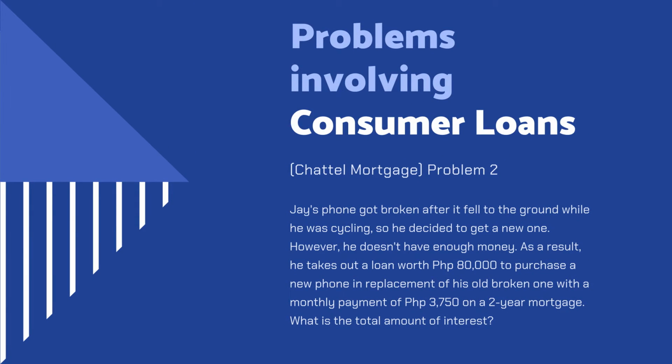4,275 pesos. For problem number 2 involving consumer loans, Jay's phone got broken after it fell to the ground while he was cycling, so he decided to get a new one. However, he doesn't have enough money. As a result, he takes out a loan worth 80,000 pesos to purchase a new phone in replacement of his old broken one, with a monthly payment of 3,750 pesos on a 2-year mortgage. What is the total amount of interest?